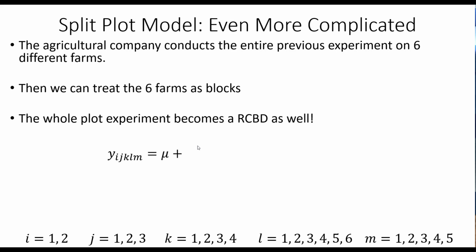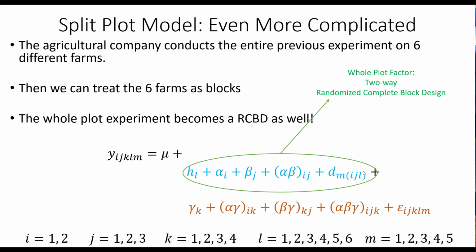if we're going to treat these farms as blocks. Now we have y, i, j, k, l, m. I is going to be the factor A, j is factor B, k is factor C, l is going to be the farm, and then m is going to be the cow from that farm treatment combination.